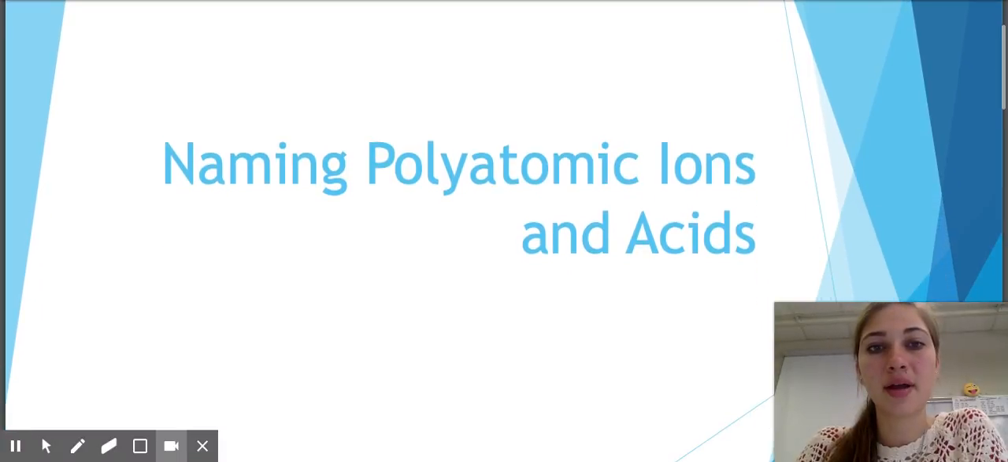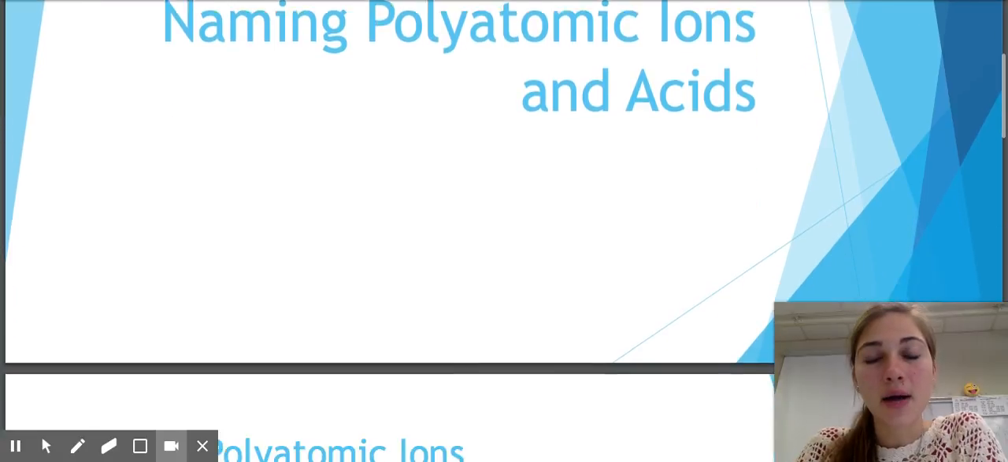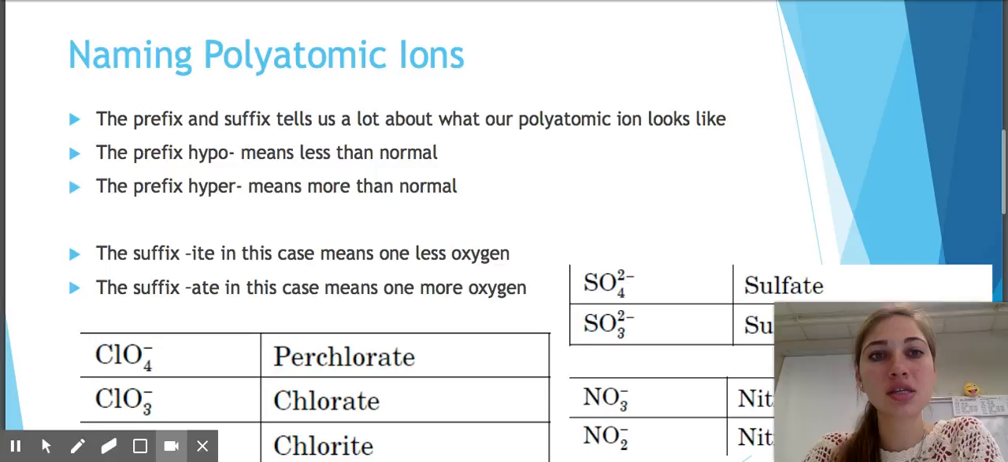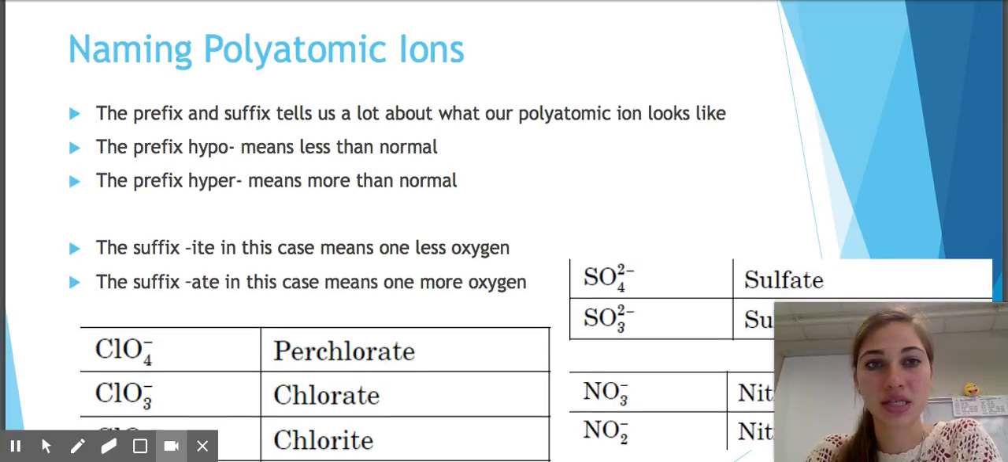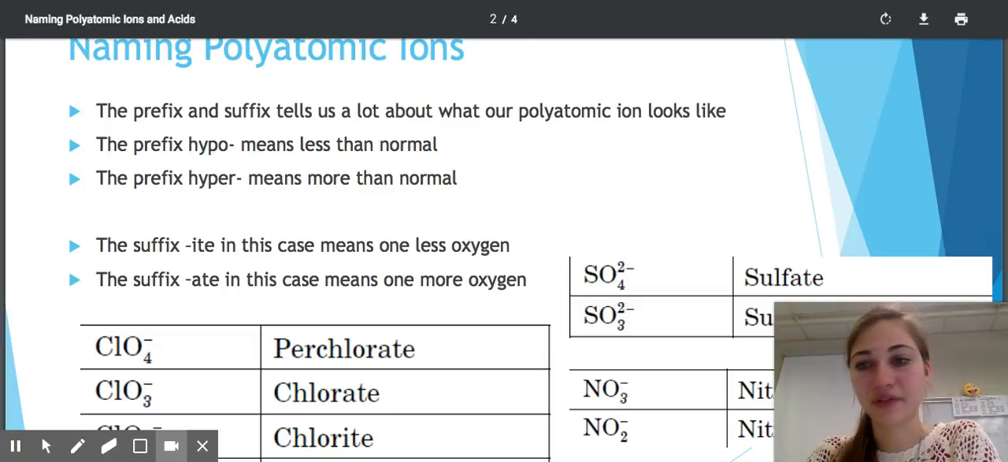Today we're going to talk about how we name polyatomic ions and acids. We have already spent some time learning our polyatomic ions, but let's go through how we came up with these names. So basically the prefix and suffix in the polyatomic ion can help us figure out what's going to be in the polyatomic ion. So let's look at the prefix first.